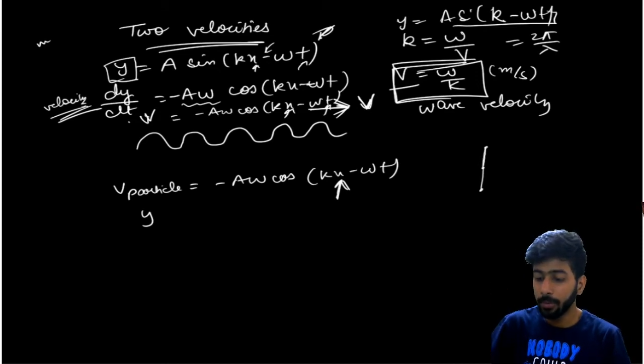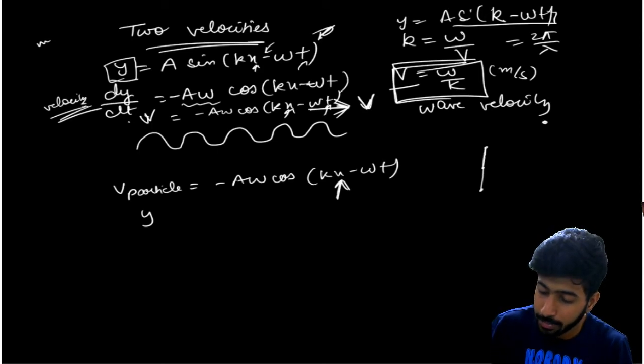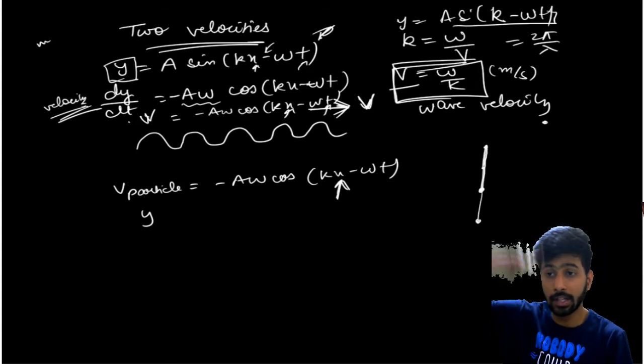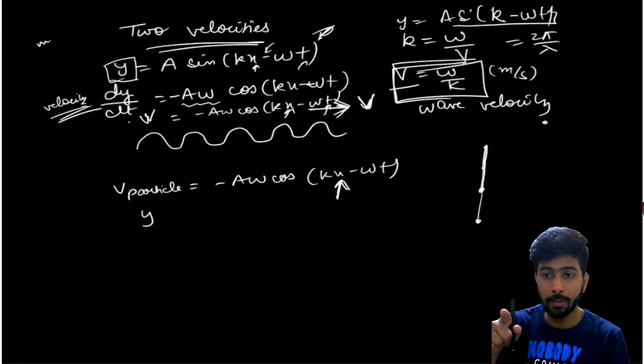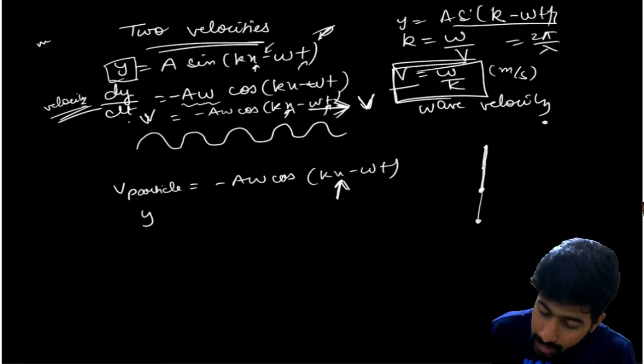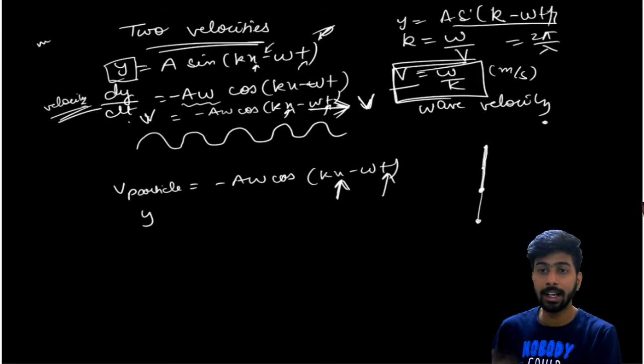So in SHM, you know that when the particle is at mean position, it has maximum velocity. This is your mean position. When it is at the extreme position, it has zero velocity. When it is at the other extreme, it has zero velocity. So velocity sinusoidally keeps varying. That means at a particular time, the particle will have a particular velocity. So it is also dependent on time, right? That's why you have both x and t.